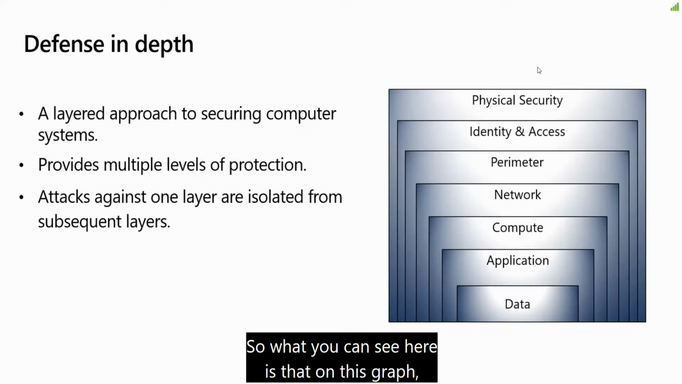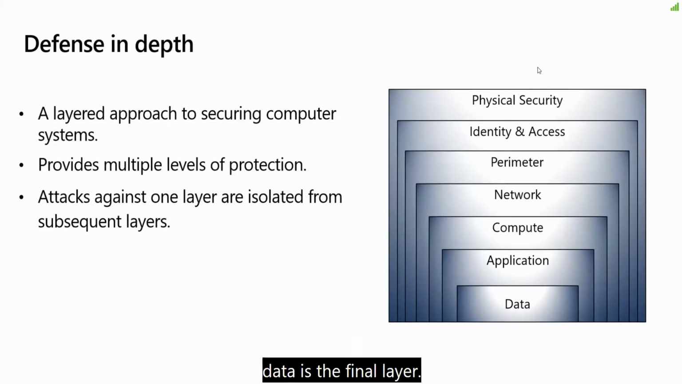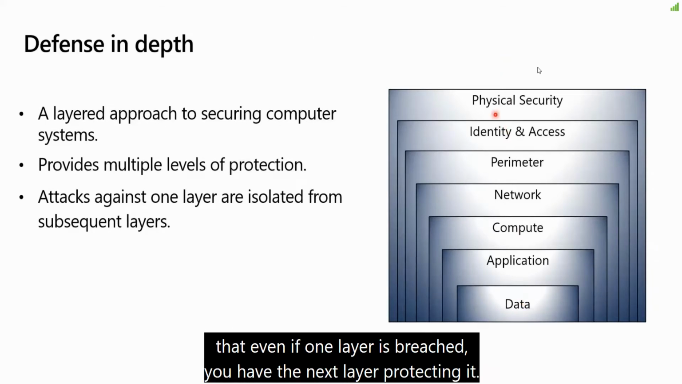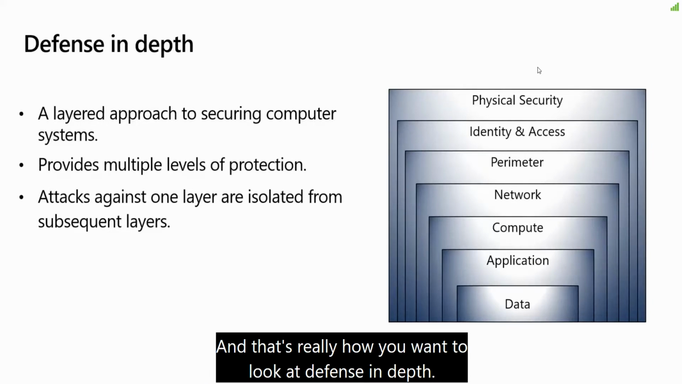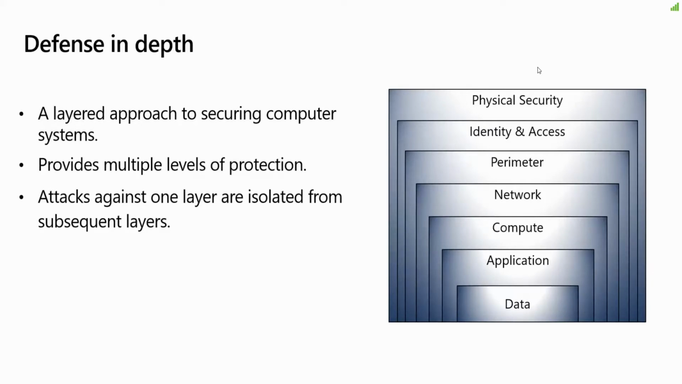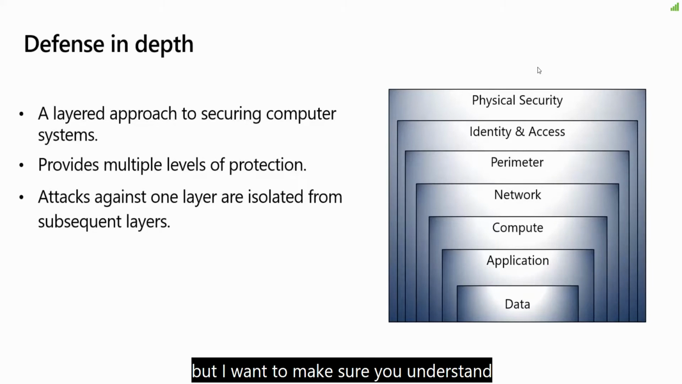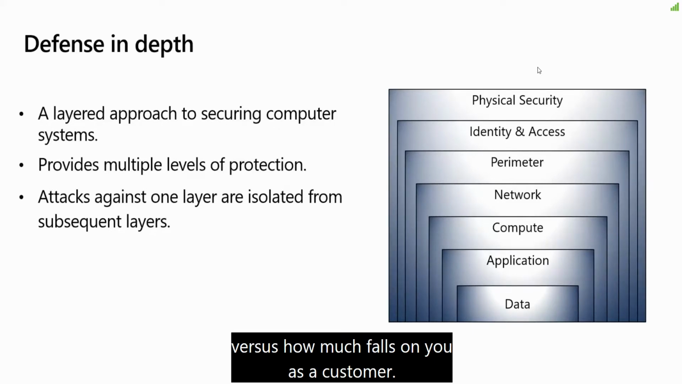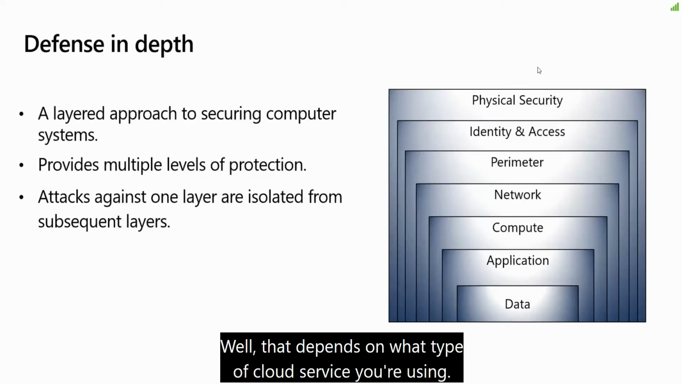So what you can see here on this graph is that data is the final layer. You have all these layers starting with physical security, so even if one layer is breached, you have the next layer protecting it. And that's really how you want to look at defense in depth. Now, Azure has a lot of tools and services in place to help protect your data, but I want to make sure you understand that security is a shared responsibility. How much of that responsibility falls on Microsoft versus how much falls on you as a customer? Well, that depends on what type of cloud service you're using.